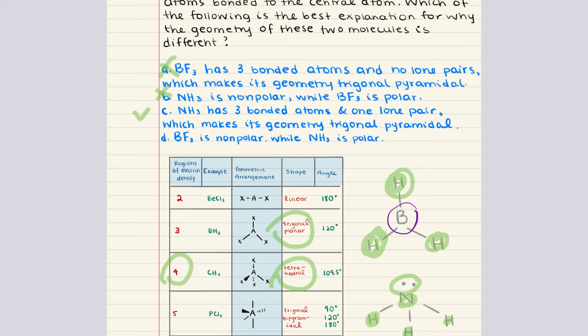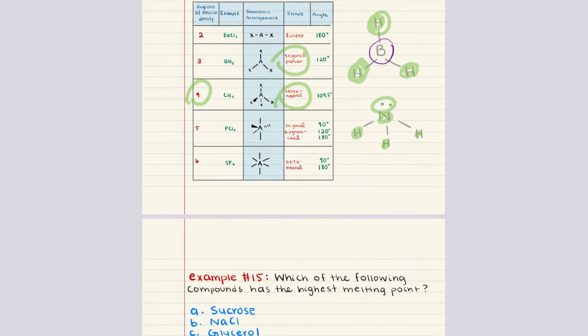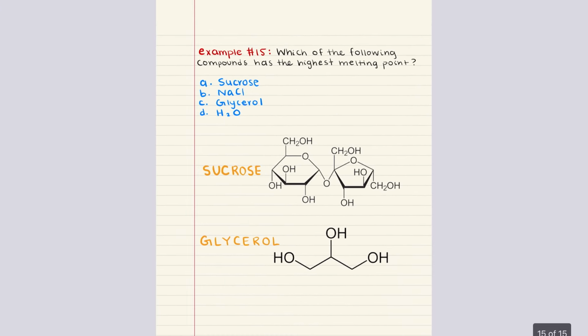D says boron trifluoride is nonpolar while ammonia is polar. Now, this statement is true about the polarity, but again, it doesn't address the primary reason for the difference in their geometries. The polarity of the molecule is a consequence of their geometries, not a cause. And so the correct answer for 14 is going to be C. Now we can move on to our last and final problem.